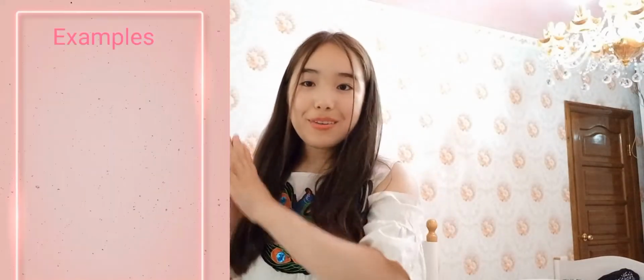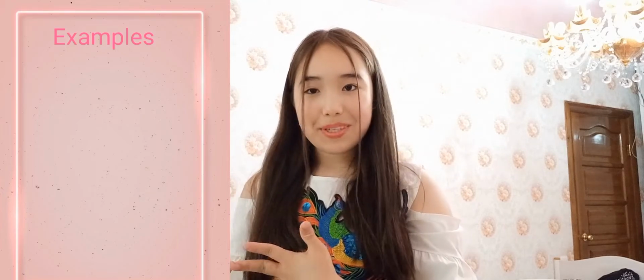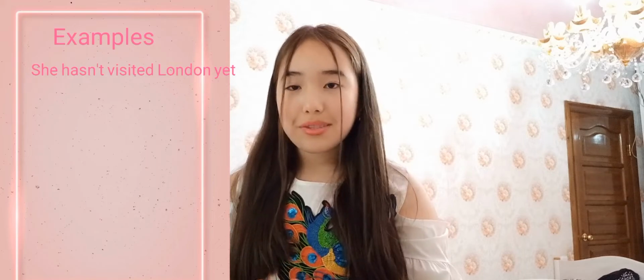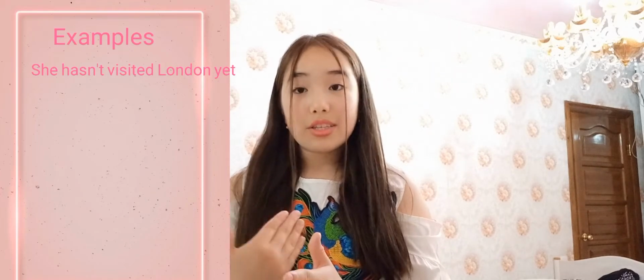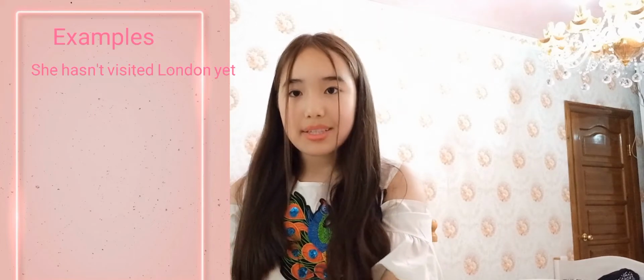So right now let's look at some examples of present perfect. First is she hasn't visited London yet. So there's an action which hasn't happened yet, like has started, and this action that she has visited London hasn't occurred yet. So this is the action which has started in the past and is still going, and by the present she hasn't visited London yet.